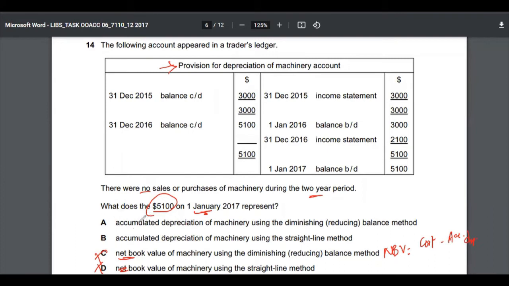So let's look at the difference between A and B. They both are showing accumulated depreciation, but the method is different. This one is diminishing and this one is straight line, right? Now, how would you have in this question?